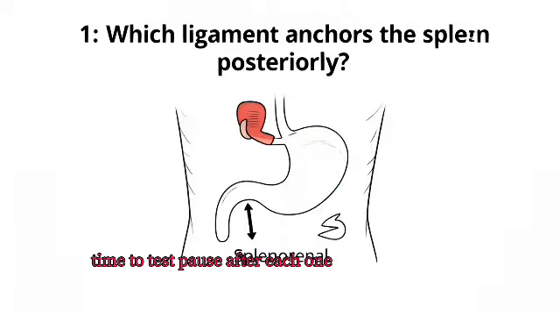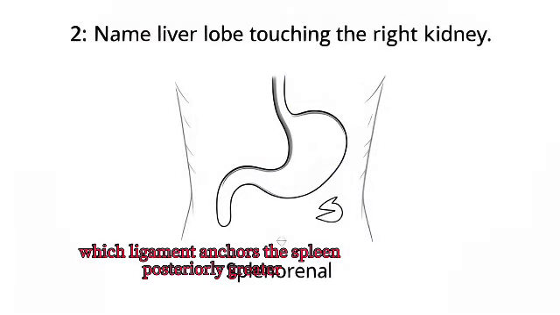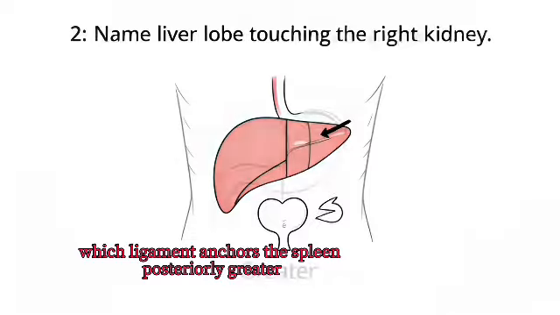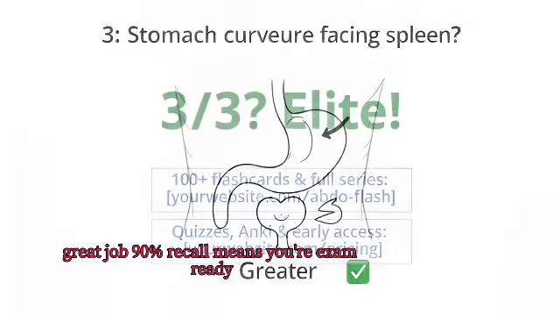Time to test, pause after each. 1. Which ligament anchors the spleen posteriorly? Greater. Great job, 90% recall means you're exam ready.